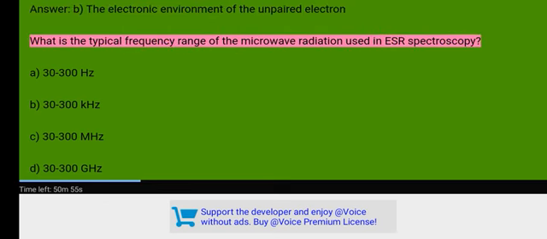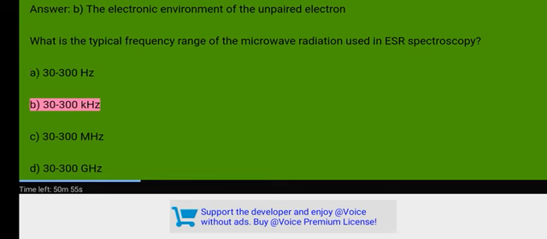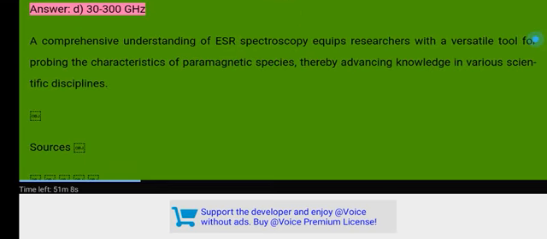What is the typical frequency range of the microwave radiation used in ESR spectroscopy? A. 30 to 300 Hz. B. 30 to 300 kHz. C. 30 to 300 MHz. D. 30 to 300 GHz. Answer, D. 30 to 300 GHz.